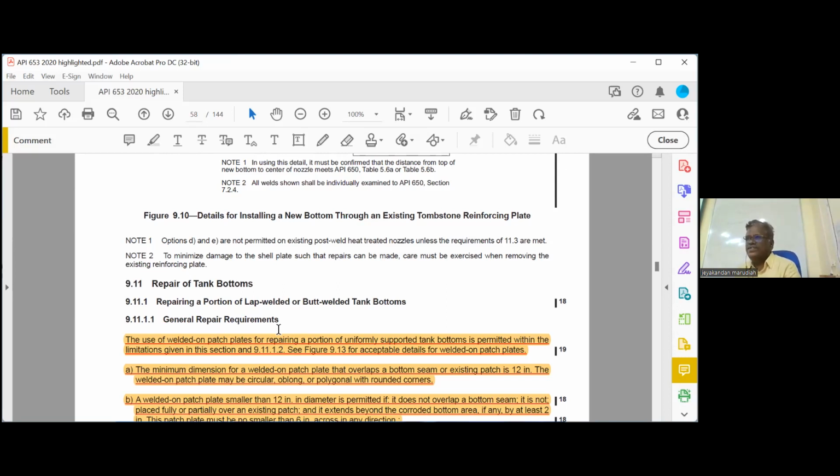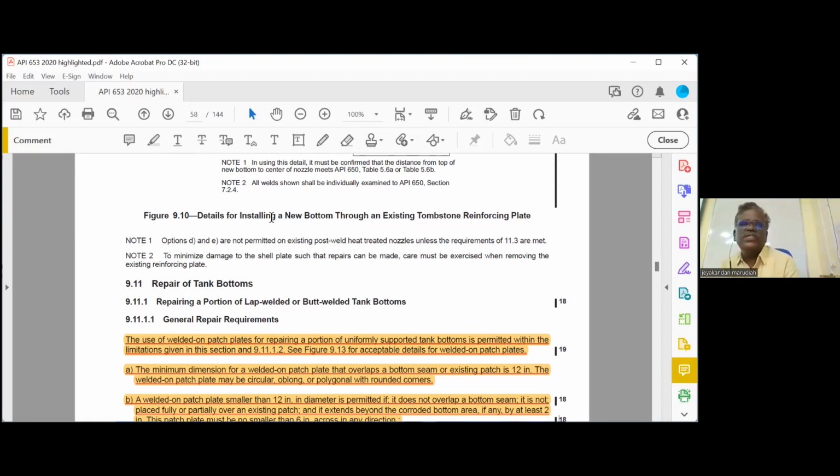Size, I have not said it till now. Size, there are two rules. If it is crossing any weld, minimum 12 inch. Bottom lap weld. If it is within a plate, not crossing any weld, minimum 6 inch. Only thing is, where we put a patch plate at a corroded area, it should overlap at least 2 inch.